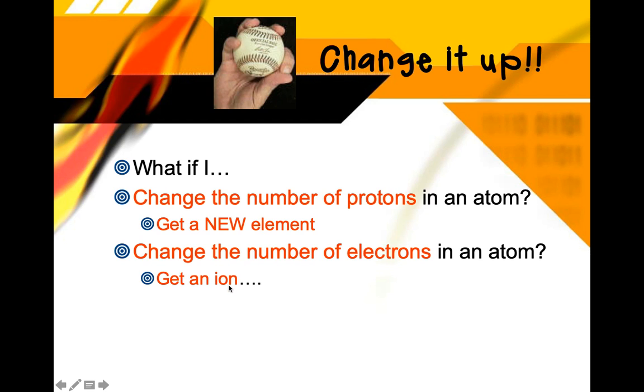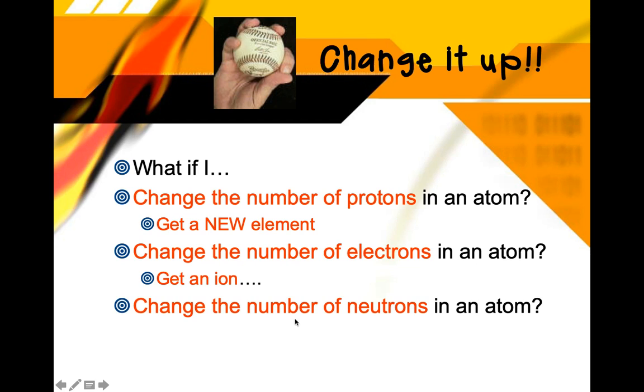But when that happens, we don't call it an atom anymore. We call it an ion. The last option would be the neutron. So what if I change the number of neutrons? Again, you're not going to change the identity. That's only the protons. But what you do change is you get something called an isotope.